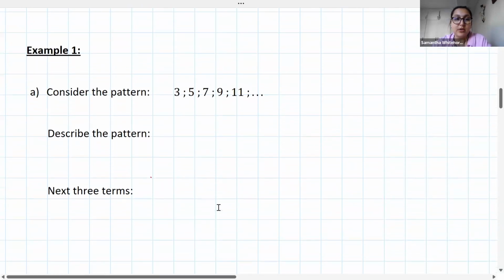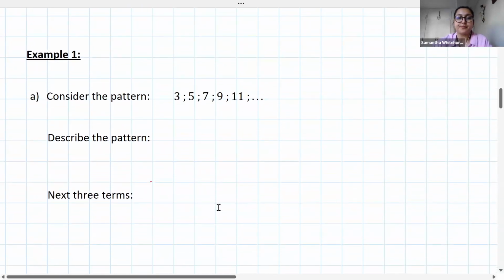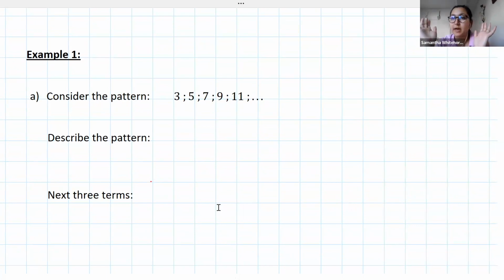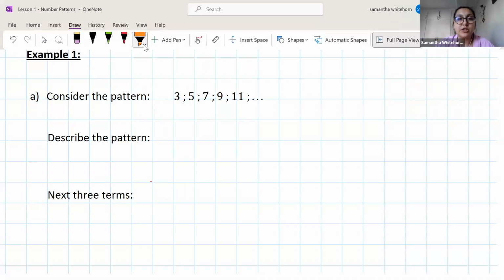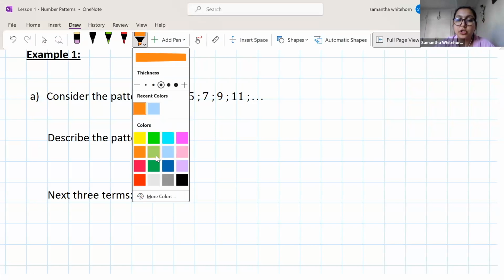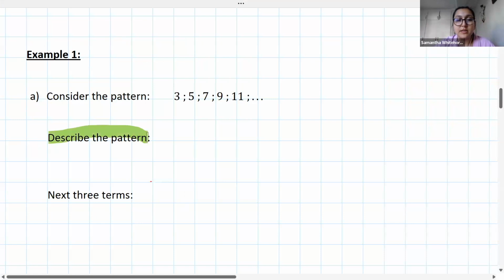All right. So guys, let's have a look at this first example here. We have got a pattern that is 3, 5, 7, 9, 11, and it keeps going. Those three little dots at the end mean that my number pattern just keeps going. I haven't told you where it ends. It goes on to infinity. So what I want you to do for me is, in the chat, answer this first question that I've asked. So in words, just use words right now. I want you to describe this number pattern for me.